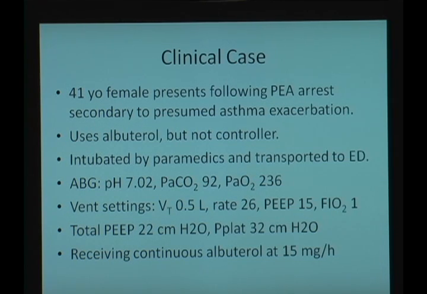Ventilator settings are tidal volume of a half liter, a rate of 26, PEEP is 15, 100% oxygen. Total PEEP is 22, plateau pressure is 32. And she's already on continuous albuterol, 15 milligrams per hour. So you got the picture? So what are you going to do?